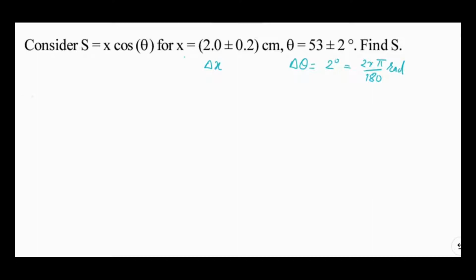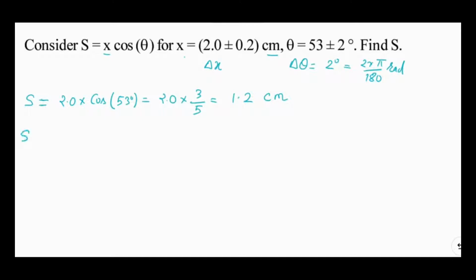Now we need to find out the value of s. The value of s should be x cos theta. X is 2.0 multiplied with cos theta. Theta is given as 53 degree. By putting the value of x, which is 2.0, and the value of cos 53, which should be 3 by 5, I can get the value of this expression, which is going out to be 1.2. So this is the value of s. Now x is in centimeter, so this answer should be in centimeter.